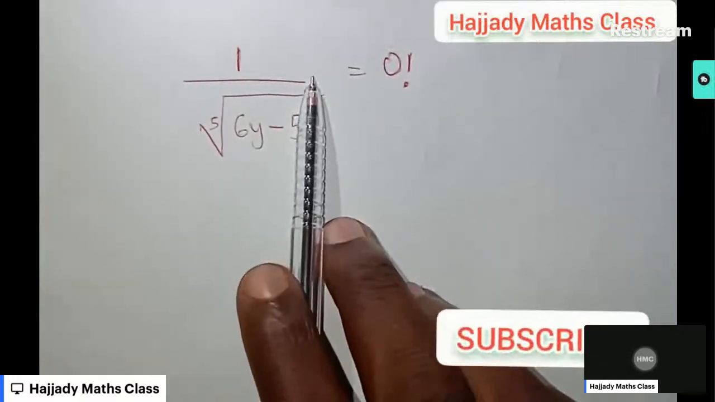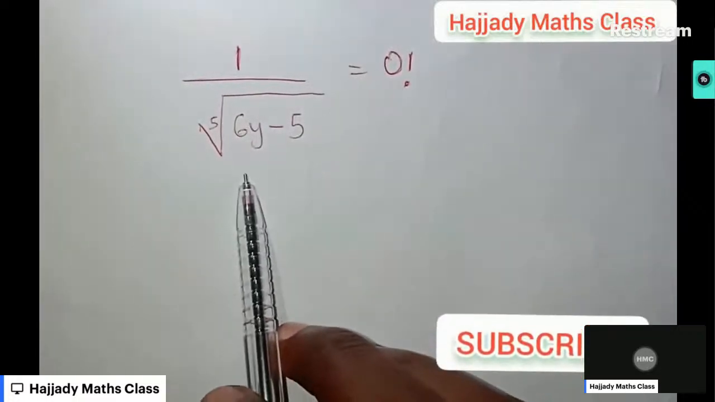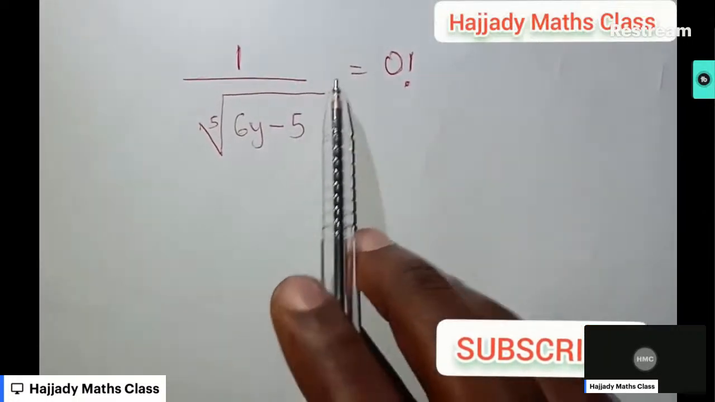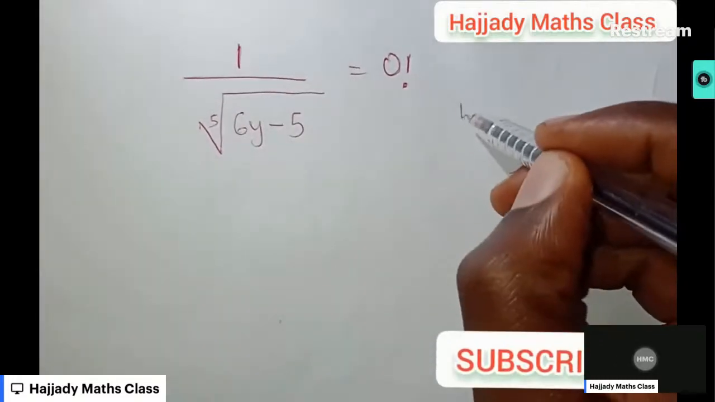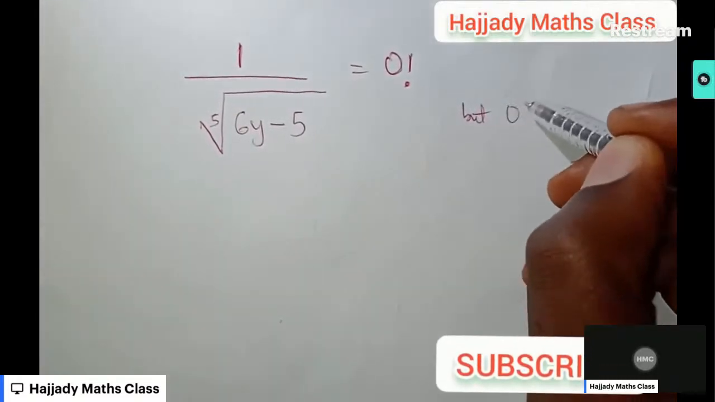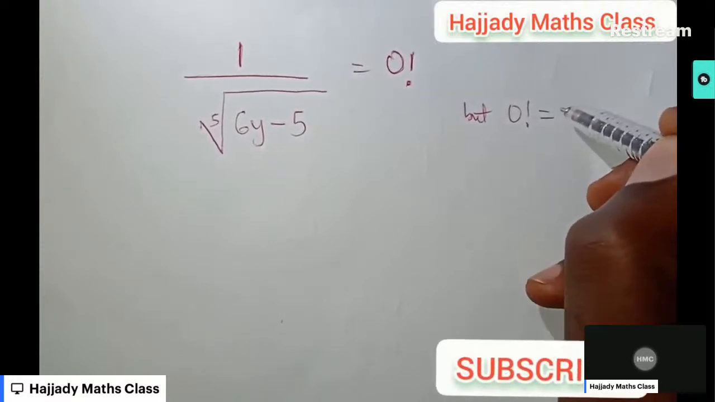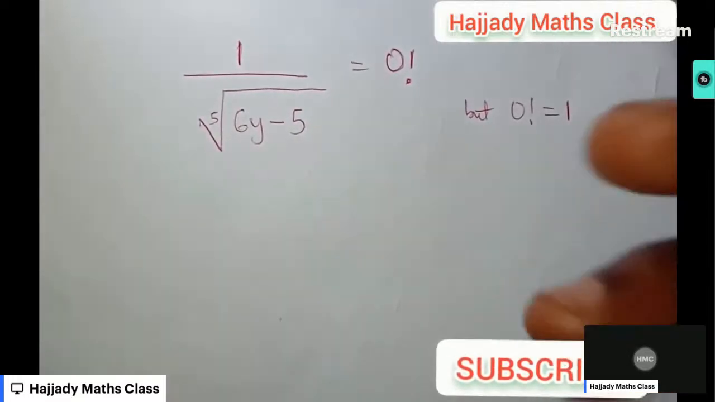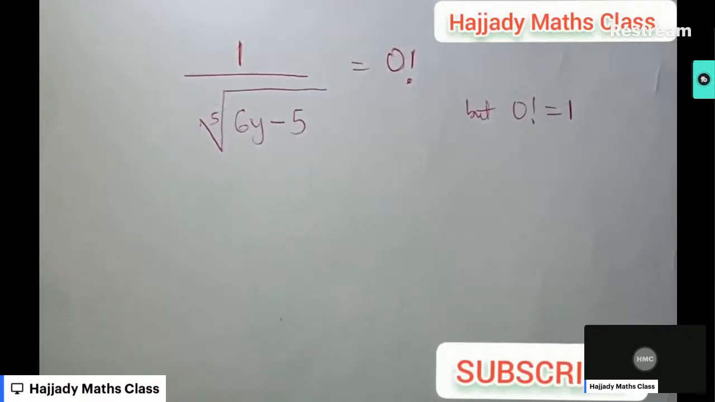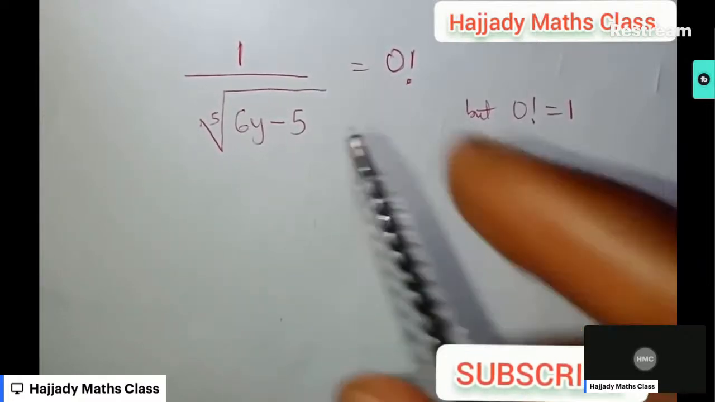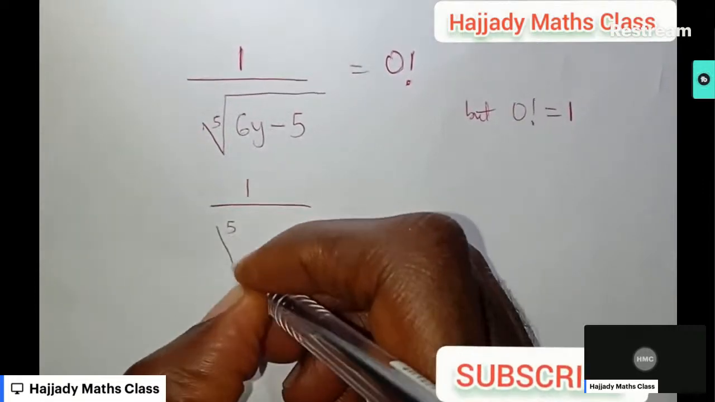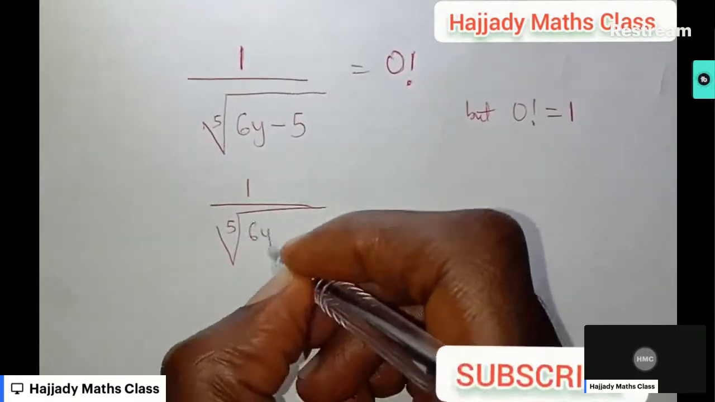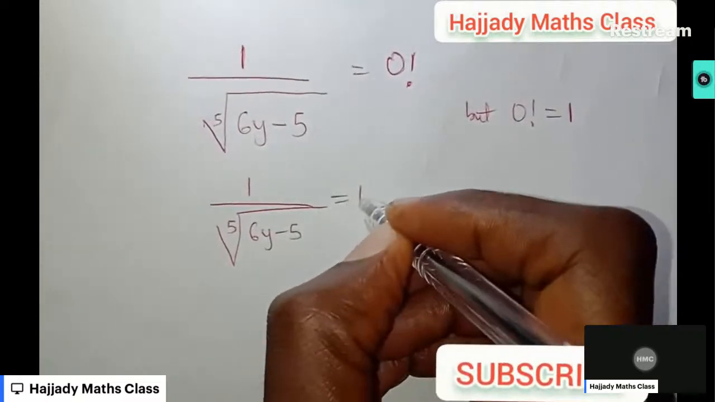Now today we'll be solving this question. We have 1 over the 5th root of 6y minus 5 equals 0 factorial. Mathematically speaking, we know that 0 factorial is equivalent to 1. It is the same as 1. You can press your calculator to confirm that. So this is taking the place of 1. So here we have 1 over the 5th root of 6y minus 5 equals 1.